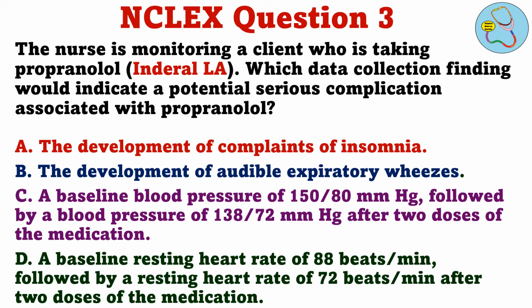Question 3. The nurse is monitoring a client who is taking propranolol. Which data collection finding would indicate a potential serious complication associated with propranolol? A. The development of complaints of insomnia. B. The development of audible expiratory wheezes. C. A baseline blood pressure of 150/80 mm of mercury, followed by a blood pressure of 138/72 mm of mercury, after 2 doses of the medication. D. A baseline resting heart rate of 88 beats per minute, followed by a resting heart rate of 72 beats per minute, after 2 doses of the medication.